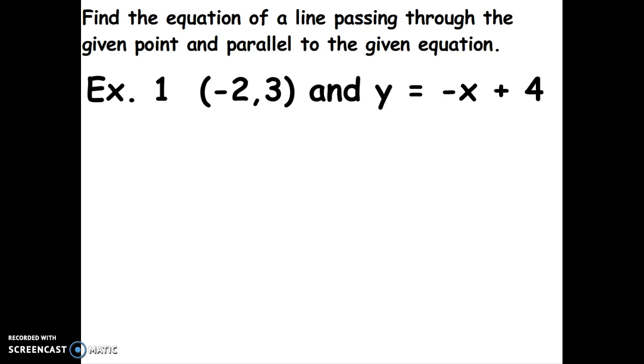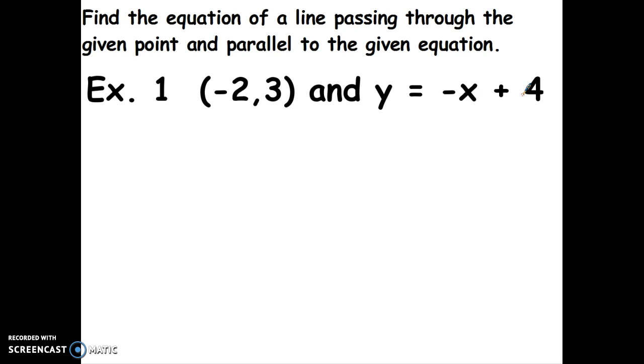So go ahead and pause the video and take a minute to write this down. Press play when you're ready to begin working through it. Okay, so what we're going to be doing for each of these examples is we're going to find the equation of a line passing through this given point and parallel to this given equation.